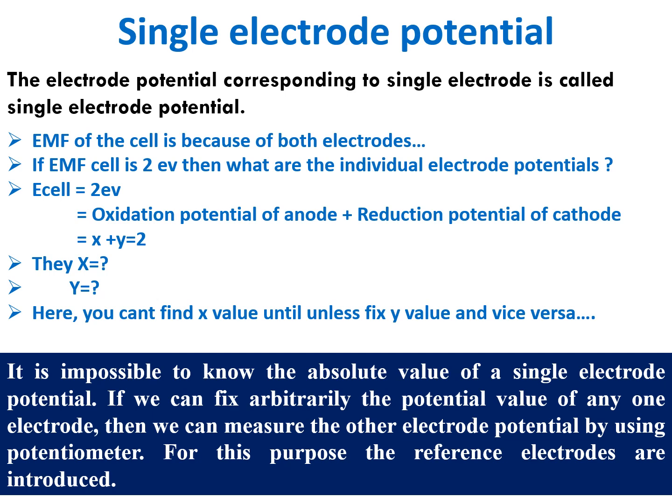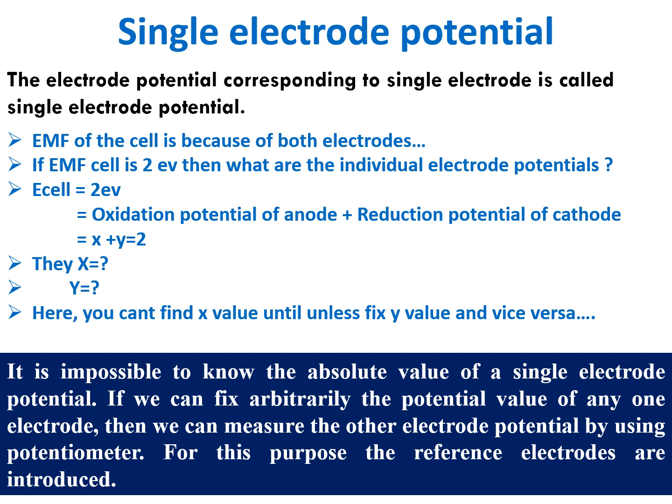The EMF of the cell is because of both the oxidation potential of the anode and the reduction potential of the cathode. It is a combined work of both anode and cathode. So if the oxidation potential value of the anode is X and the reduction potential of the cathode is Y, then X plus Y is equal to the EMF of the cell. But you are unable to determine the X value exactly unless you know the Y value, and vice versa.